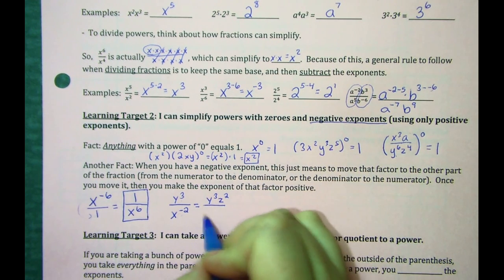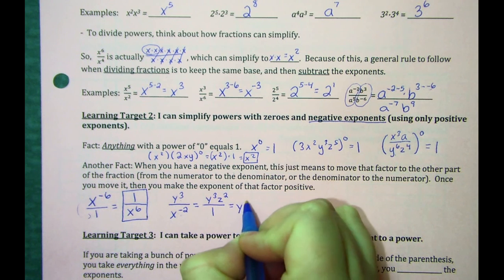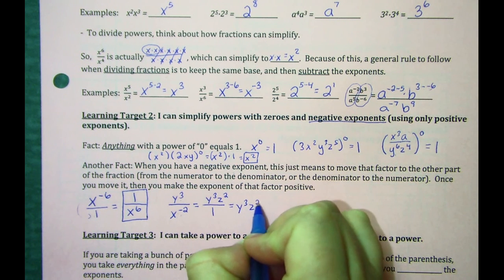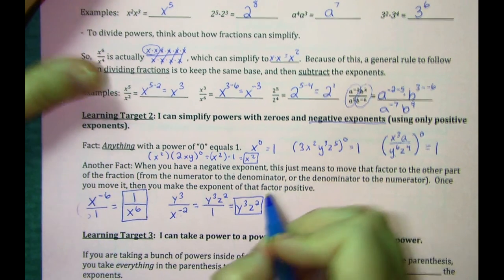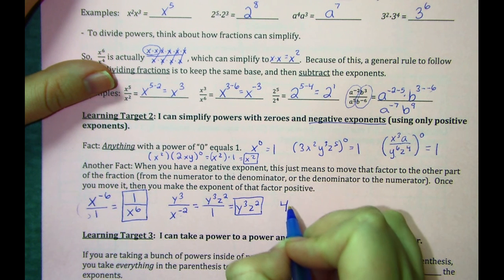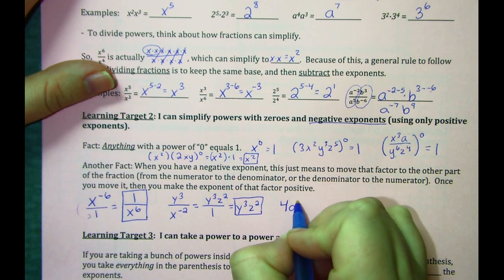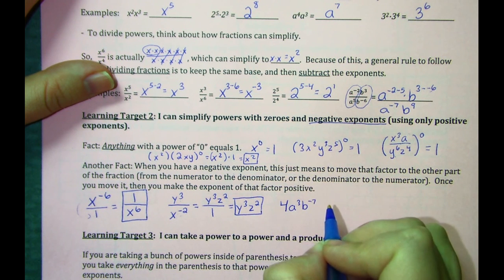And now there's nothing underneath here, so I can just put a placeholder of 1, because anything over 1 is just itself. So let's say we have an expression that looks like this: 4, I don't know, a to the third, b to the negative 7.